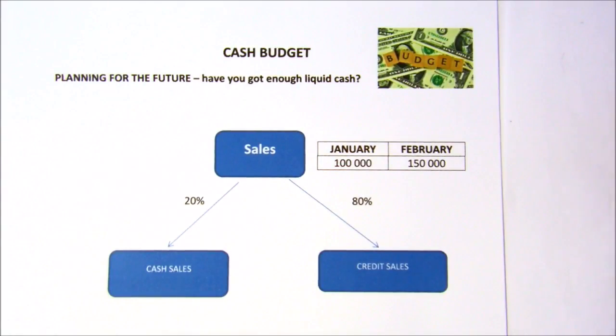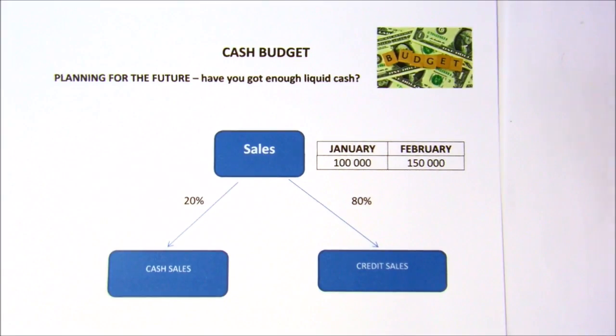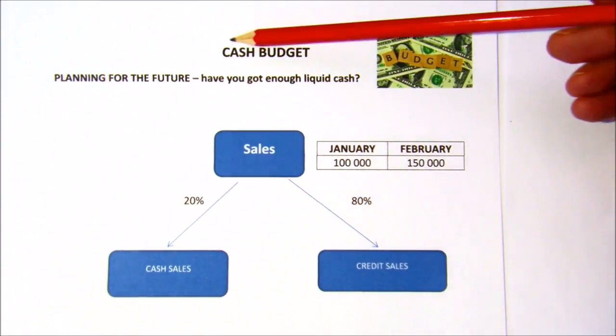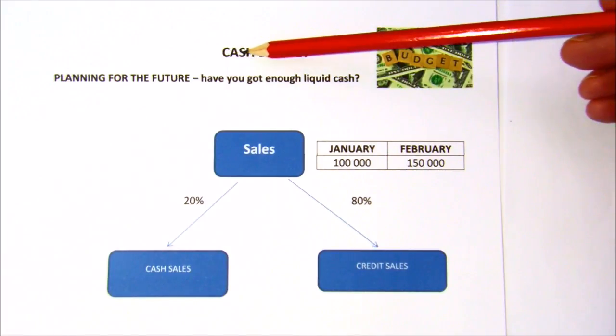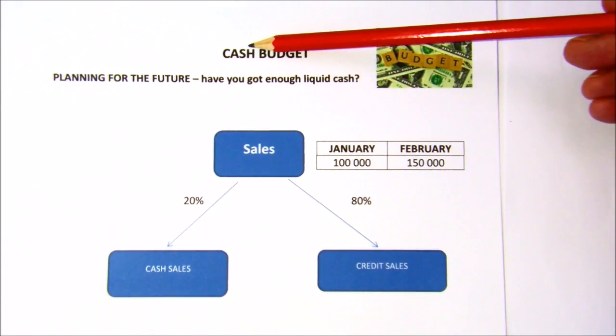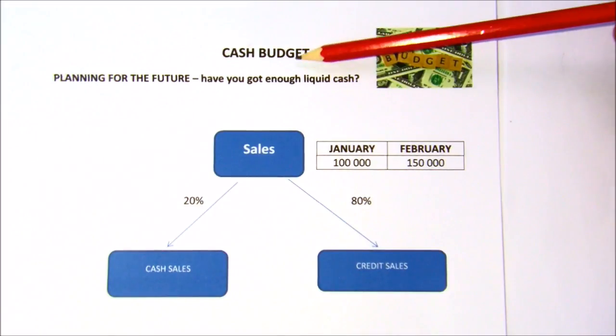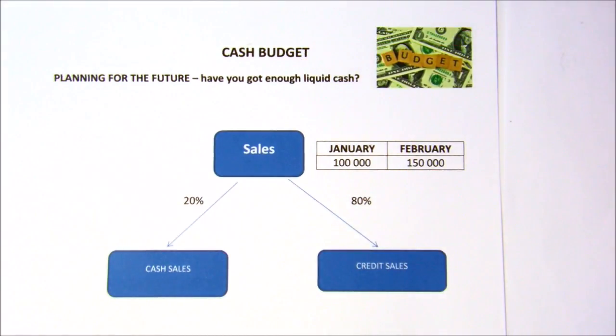Good day, learners. In this lesson today, I'm going to look at the cash budget. Now, the important thing to note here, we're talking about cash. So it's only money coming in and money going out. The budget implies that we're looking to the future.